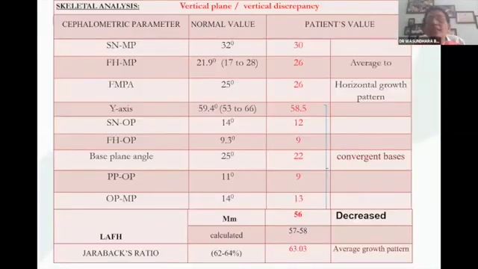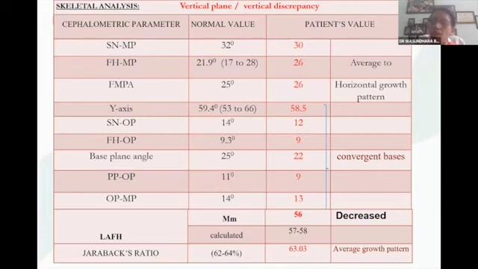Then for the vertical discrepancies, you come to know whether the growth pattern is horizontal, average, or vertical from SN to MP, FH to MP. You should also do the base plane angle. How are the bases related to each other, the maxilla to the mandible? Because if the bases are convergent, if this angle is less than 25, they are convergent bases, and a functional appliance works best in this case.